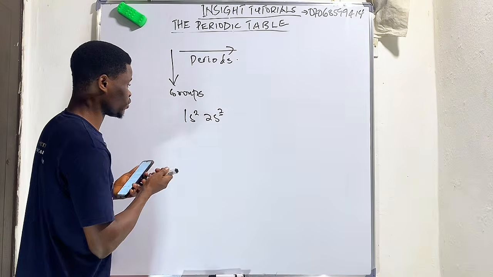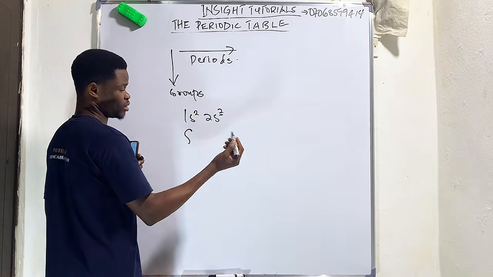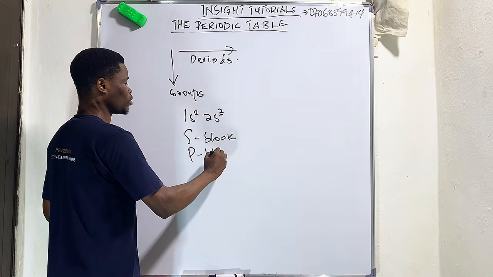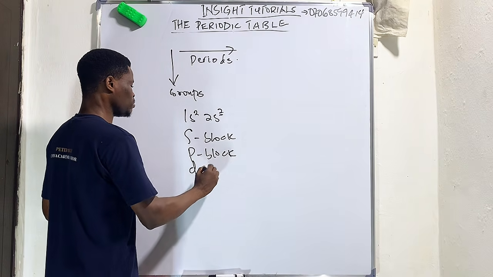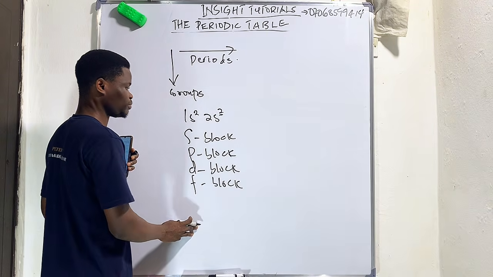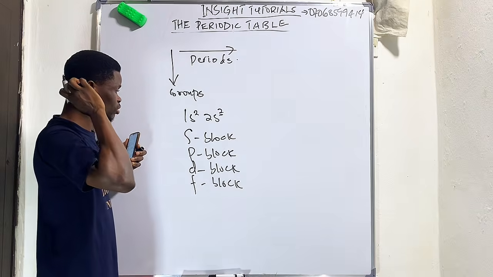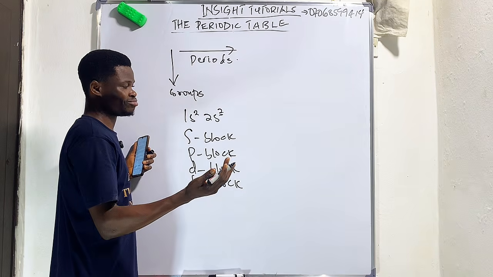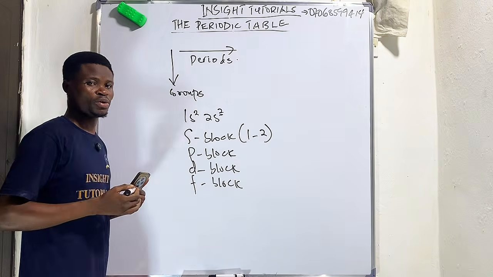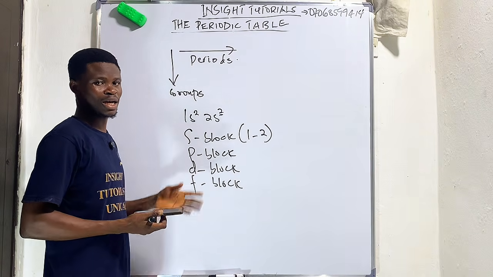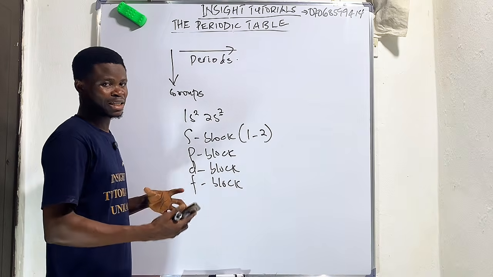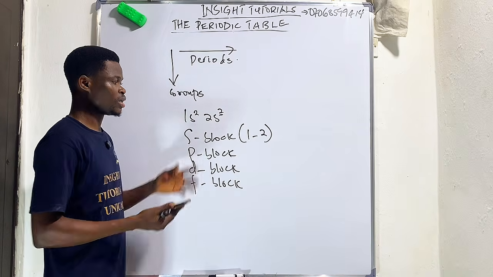And it's also very important for you to look. We have the various types of blocks. We have the S block, we have the P block, we have the D block, and we have the F block. Now, this S block generally comprises elements that fall between group 1 to group 2 in the periodic table. And you know, group 1 elements are referred to as the alkali metals, and then group 2 are called alkaline earth metals, where you have the calcium, the magnesium, and so forth.